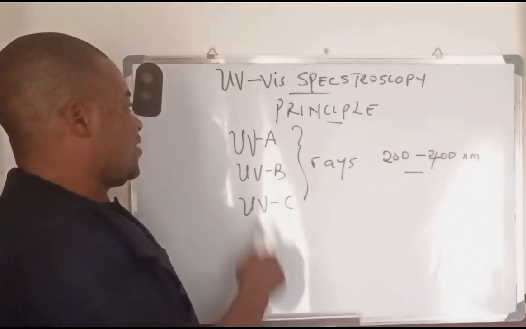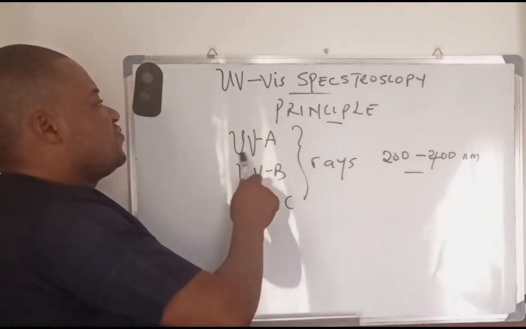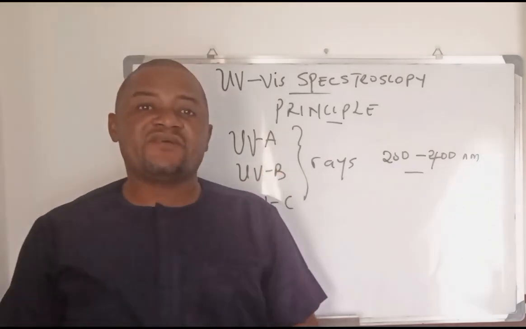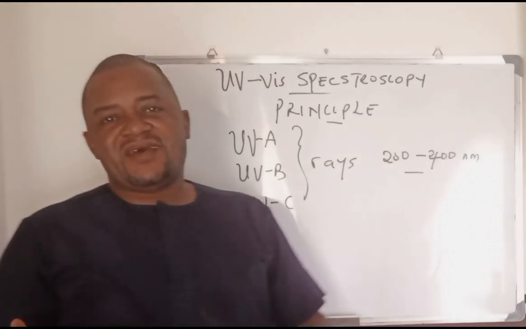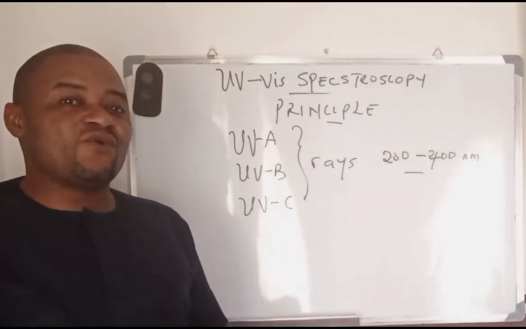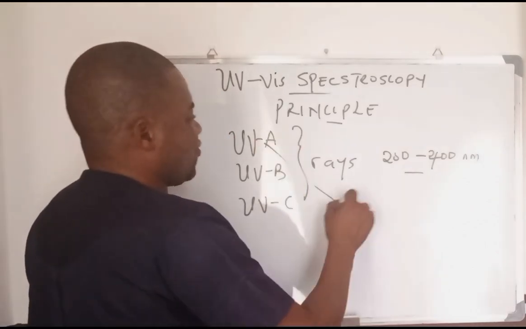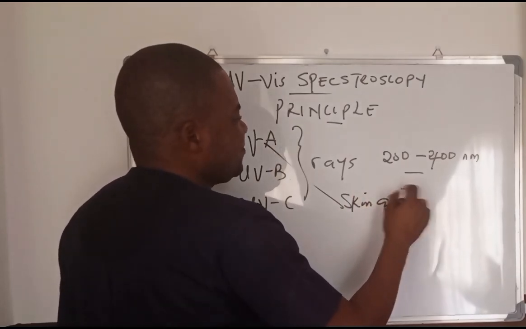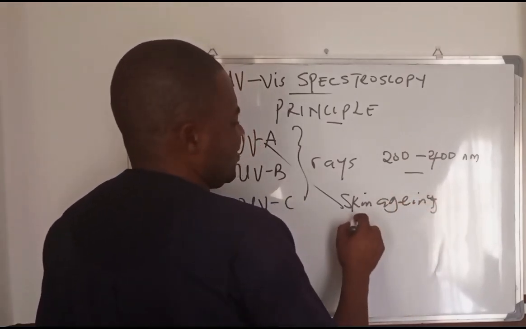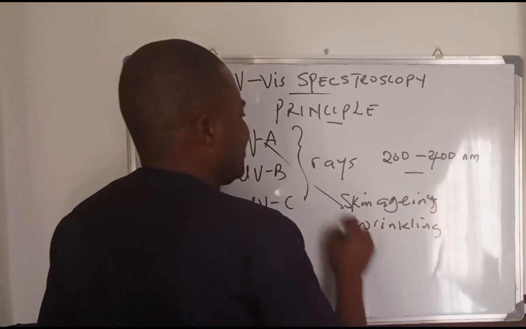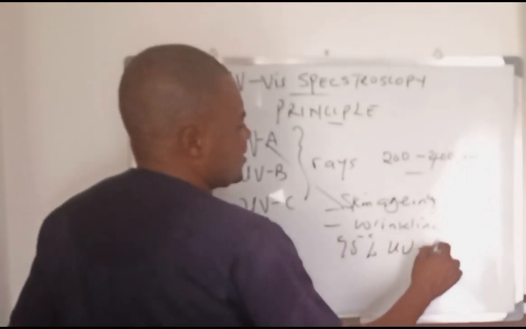Now, these radiations are not visible with the naked eyes. The UVA radiations are the radiations that you and I are feeling every day of our lives on Earth. UVA radiations are 95% of the UV radiations that reach the Earth, and a lot of them cause wrinkling and skin aging. These radiations always cause skin aging, and they also cause wrinkling, and a whole lot more. They are about 95% of the UV rays that reach the Earth.